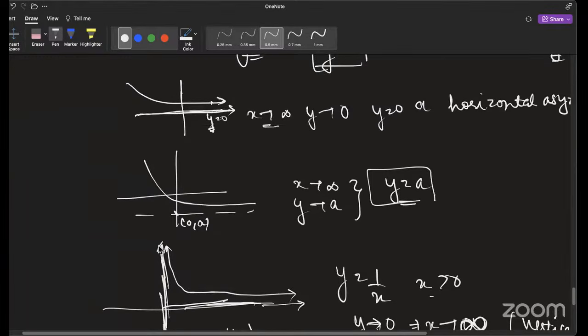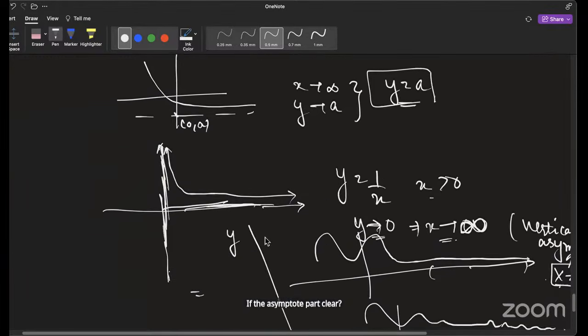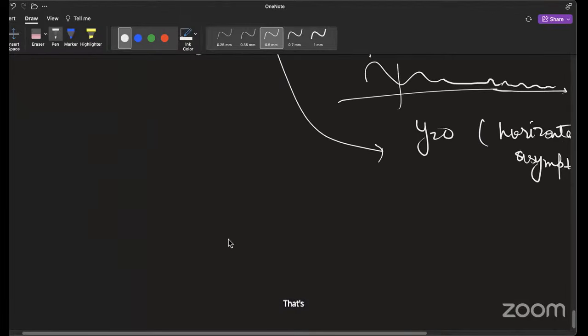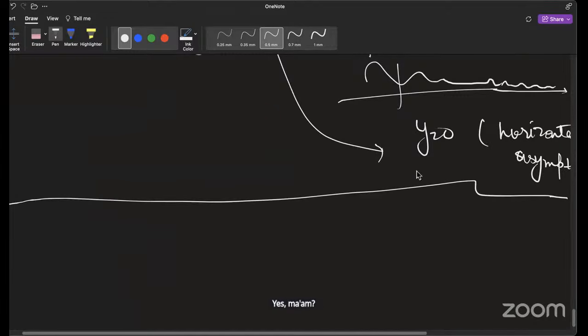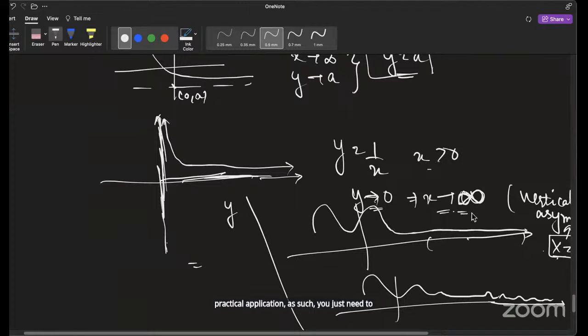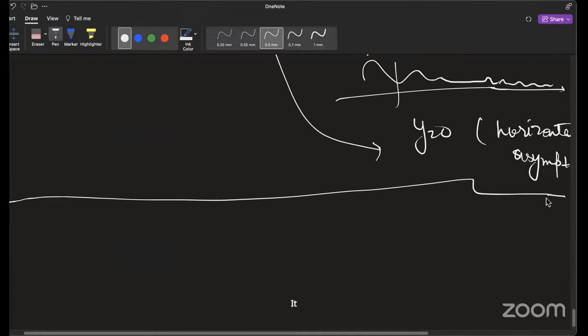Is the asymptote part clear? Yes, ma'am, it is clear. Is there any practical application of this in the questions? Graphically it is clear, but practical application as such, you just need a simple idea of limits. When this tends to 0, where does this thing tend? That's all you will be using.